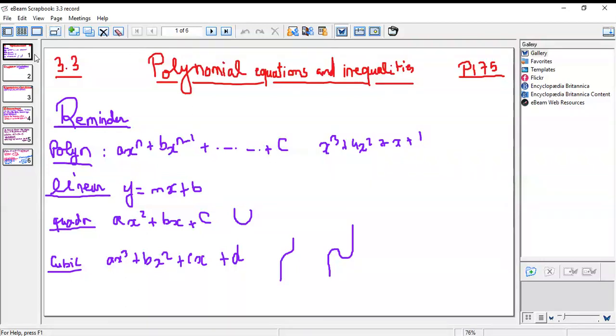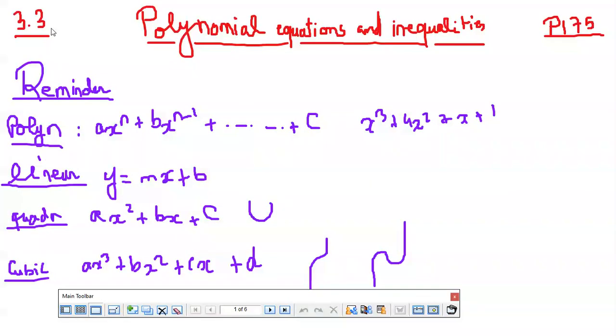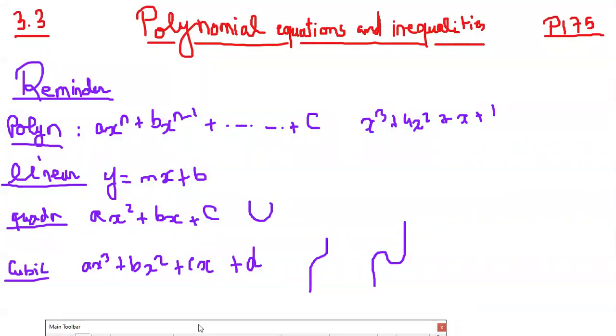Now lesson 3.3, it's polynomial equations and inequalities. Let's just take a small reminder. What do polynomial, linear, quadratic, and cubic mean? A polynomial has the form ax^n plus bx^(n-1) plus, till c. And we need to be careful that the exponent cannot be negative.